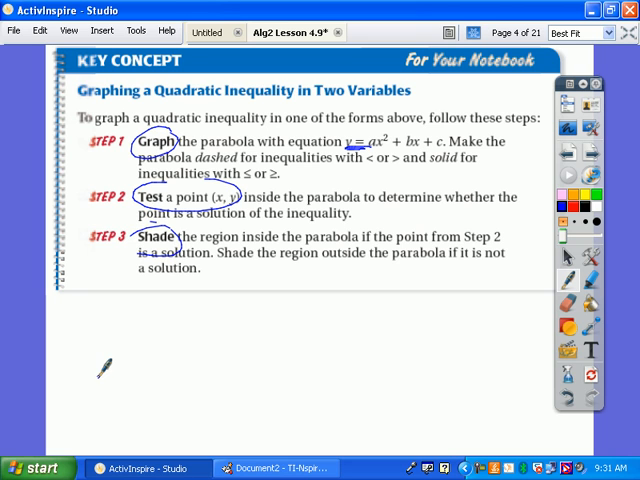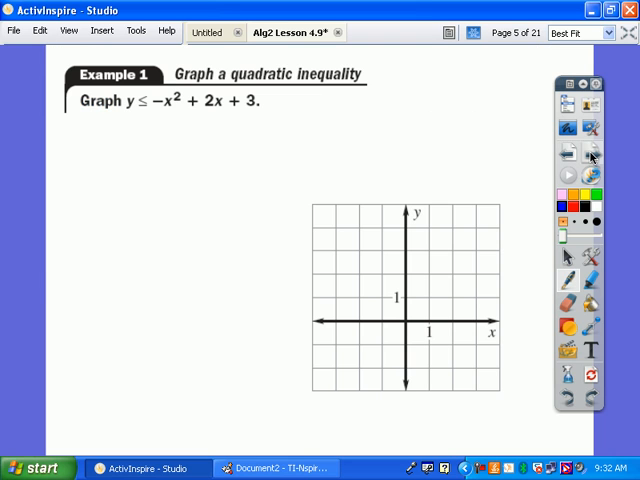Again, we have to determine whether the line should be solid or dashed. So we graph the equation. We decide if it's solid or dashed. We pick a test point, and then if that test point is a solution, we shade that area. If that test point doesn't work, we shade the other area. Okay. So here we go. y is less than or equal to negative x squared plus 2x plus 3.